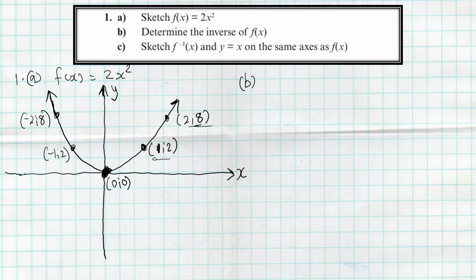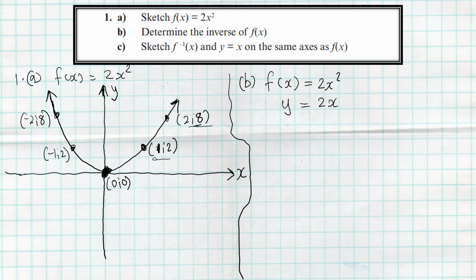What I really want us to focus on. It says determine the inverse of f of x, right? Determine the inverse of f of x. So we have our f of x equal to 2x squared. To determine the inverse, step number 1, you have to replace f of x by y. If maybe you are given h of x or g of x, you will replace them by y. So where there is f of x, I'm going to replace it by y. Then it's going to be y equals 2x squared.